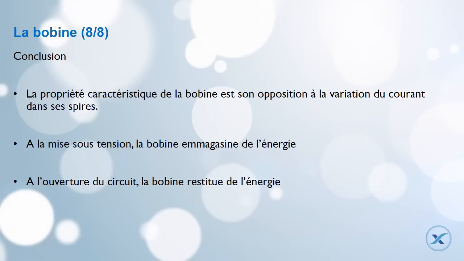In conclusion, we have seen a new component, the coil. And its property is that it opposes the variation of the current in its turns. It energizes the coil to store energy, while upon opening the circuit, it will release this energy.